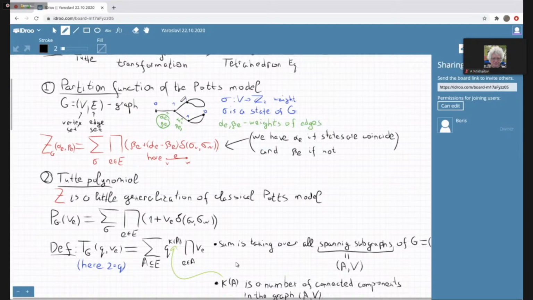Sorry, could you see my pointer somehow? Yes, we can see it.